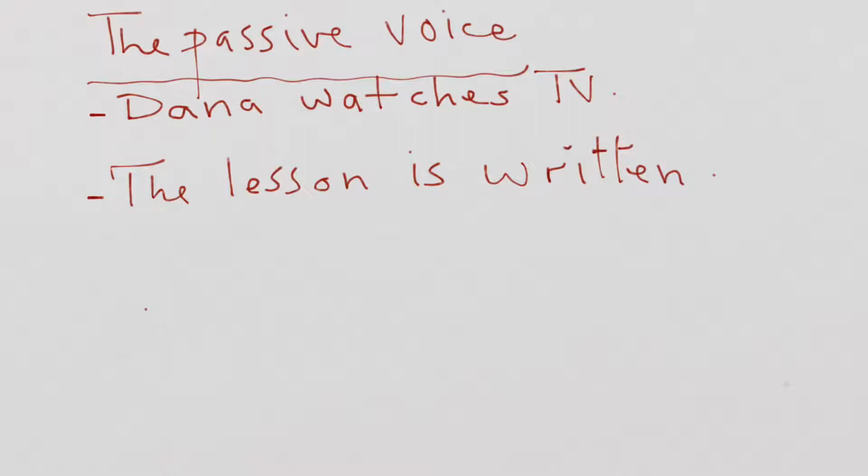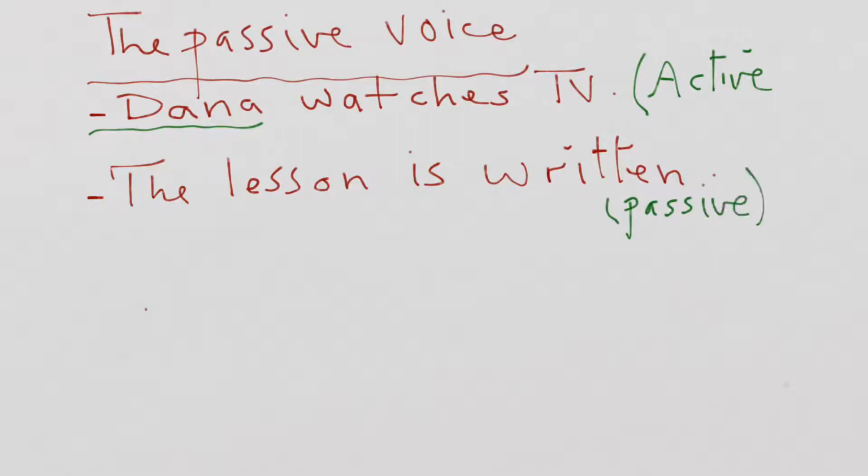first let me ask you a question. Who watches TV? Logically, you're going to tell me that Dana watches TV. She's the doer of the action, so she's the subject of the sentence, so we call this sentence active. But when I say the lesson is written, who writes the lesson? Nobody is writing the lesson, so this is a passive sentence. This is the difference between an active and passive sentence.